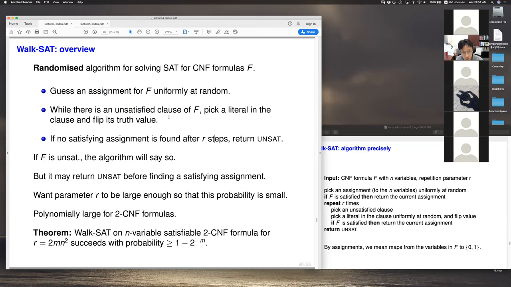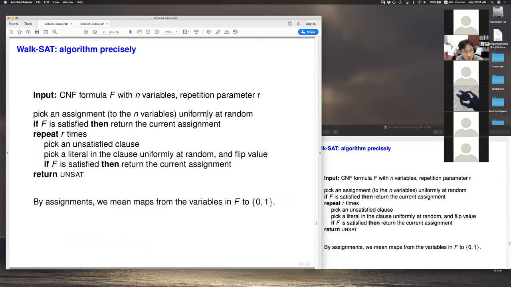Actually, the algorithm is described like this. Pick an assignment randomly, and if the formula is satisfied, we are done. Otherwise, we pick an unsatisfied clause, and then pick a literal randomly. So uniform randomness appears in this second step. That's quite important in the analysis that we're going to do soon. And we flip the truth value of the propositional variable related to this literal, and that will make this literal true, but the formula may or may not be satisfied at this point. If the formula is satisfied, we are done. Otherwise, we keep repeating the process. It's a very simple algorithm, but it works surprisingly well in many cases.